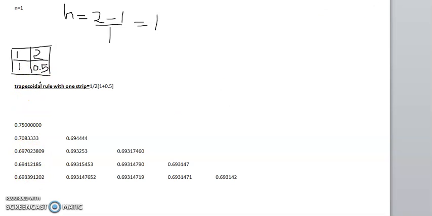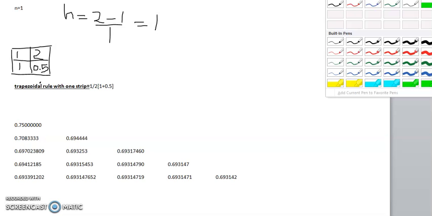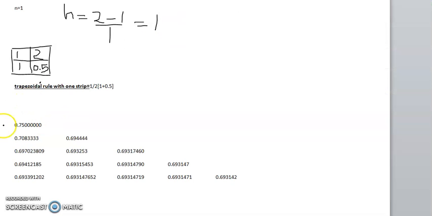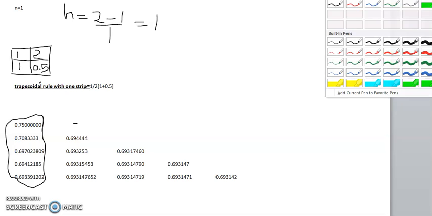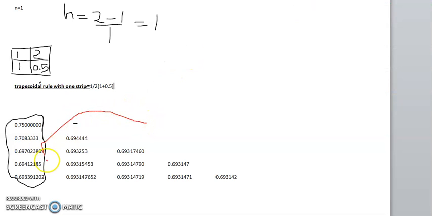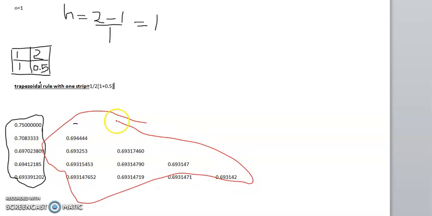Now, the first column of this question, let me use my pen for better understanding. The first column, this column here, all of this, you obtain using the trapezoidal rule. Then the subsequent columns, all of these ones, you obtain them using the first column plus the formula.